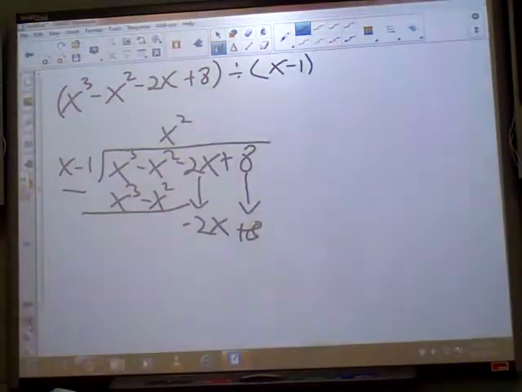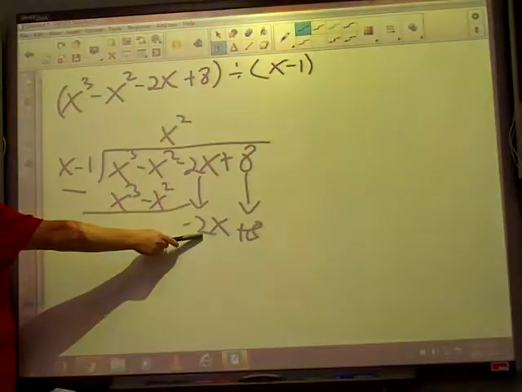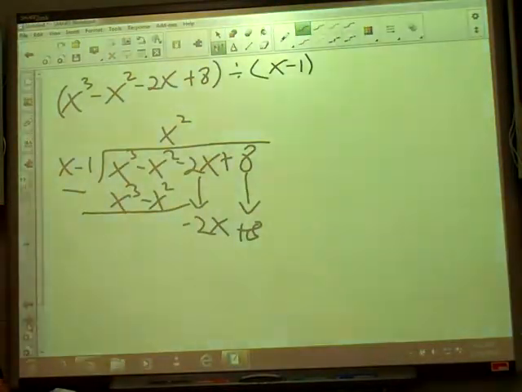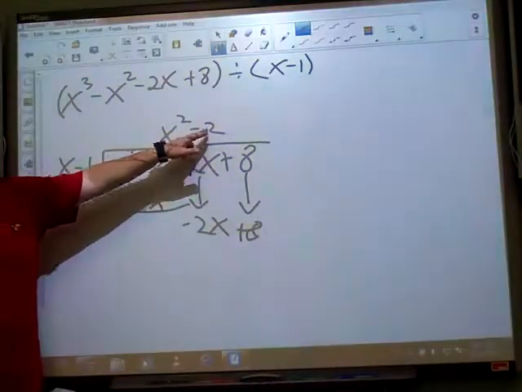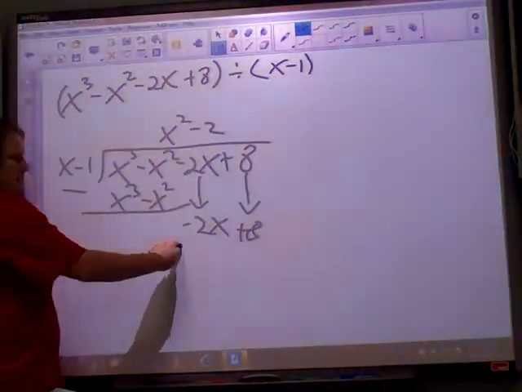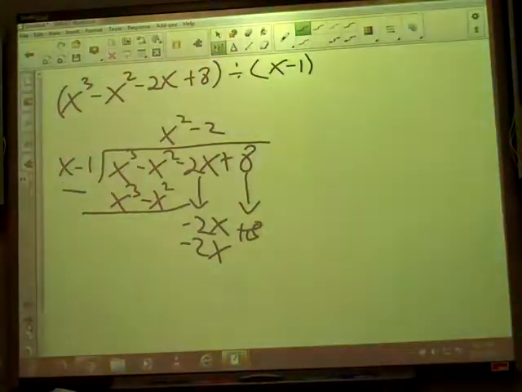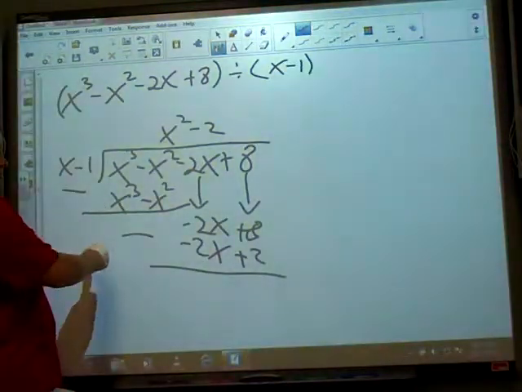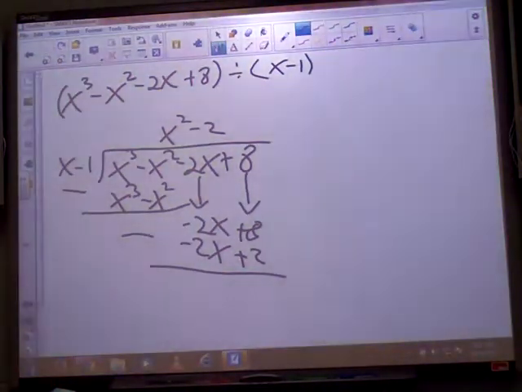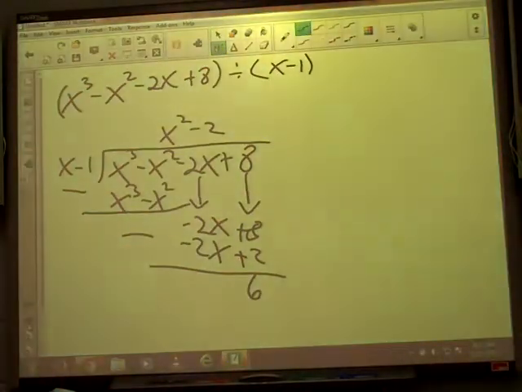Alright, so now we say x times what is negative 2x? Negative 2. So we distribute that. Negative 2 times x is negative 2x. Negative 2 times negative 1 is positive 2. Subtract. What's left over there? 6. That's all we got. So can you write your answer now?